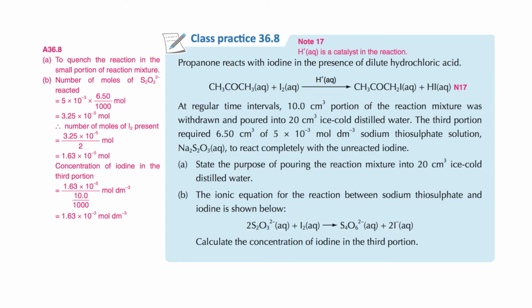So one more example, it will be class practice 36.8. I just want you to feel the process: withdraw, quench, and then titrate. So we look for these three words here. At regular time intervals, a 10 cm cube portion of reaction mixture was withdrawn. Good. First word, withdraw, and then pour into ice distilled water. So this one is quenching. Maybe they won't show you the word quenching, but you know that the withdrawal must be followed by quenching. And then the third part will be a titration.